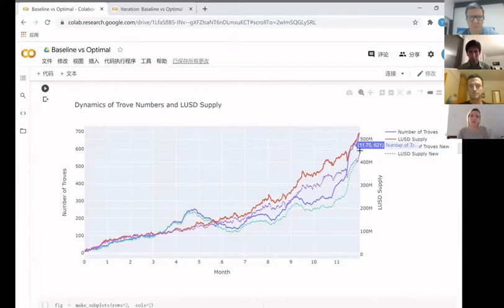And if you look at the optimal approach, we have lower loose supply and number of truths. The reason is, let's see why we have this. We can decompose the supply into two parts, right? The stability pool and the liquidity pool.